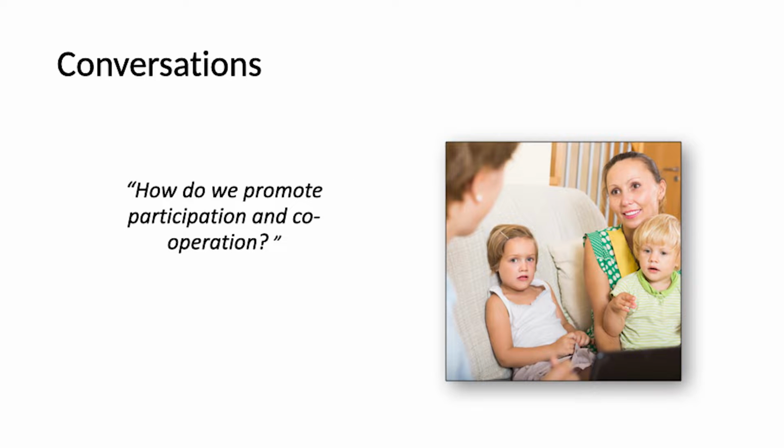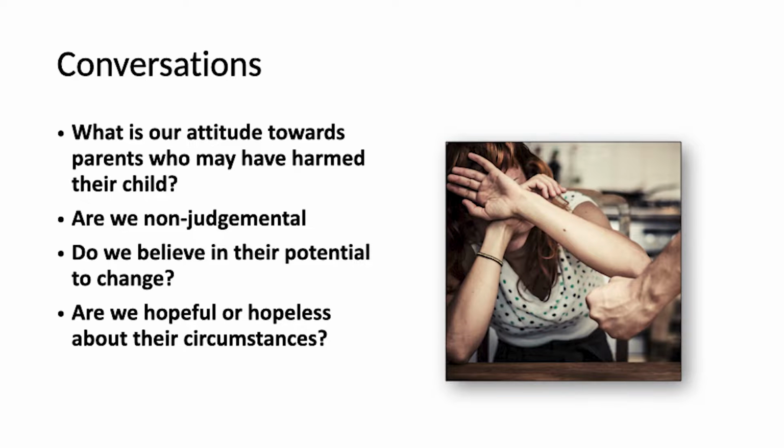When we think about participation and cooperation, how do we promote this? Think about how we see families who place their children at risk of harm. How do we regard these families? Are we positive about them? Are we able to be non-judgmental? Do we believe in their potential to change? Do we have conversations about change in an inquiring and exploratory way? Do we start conversations thinking about the hopelessness of their situation?